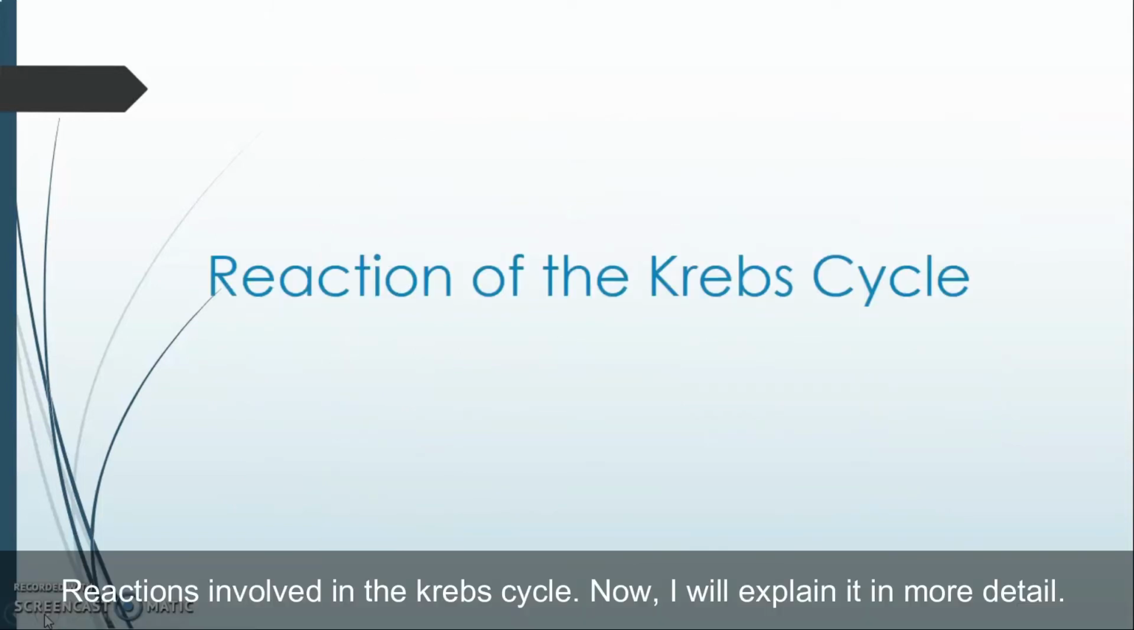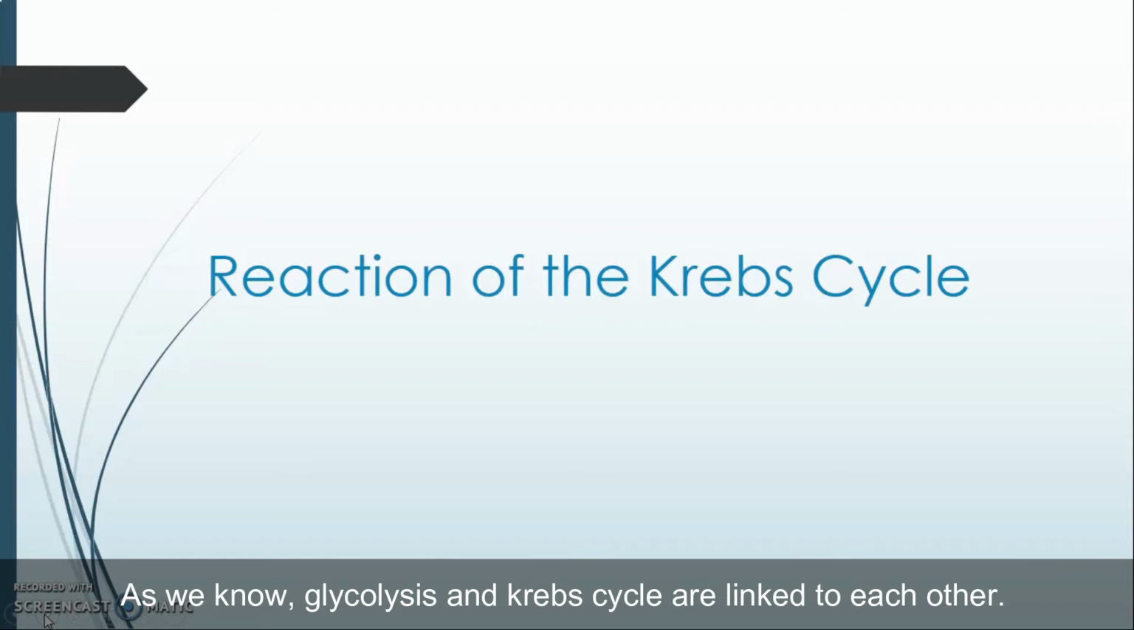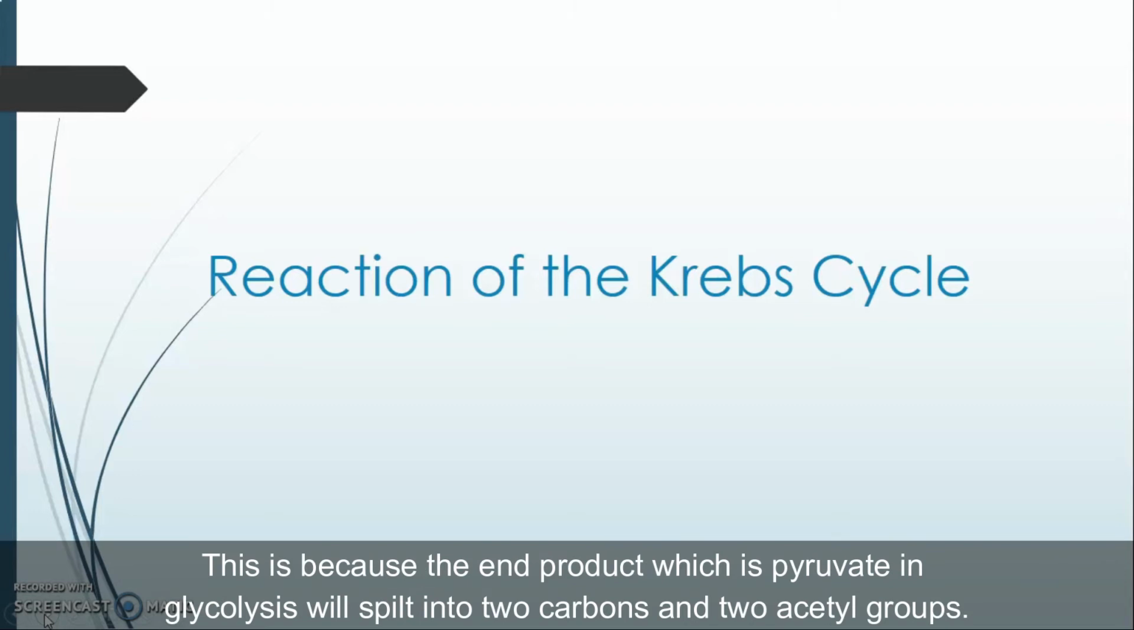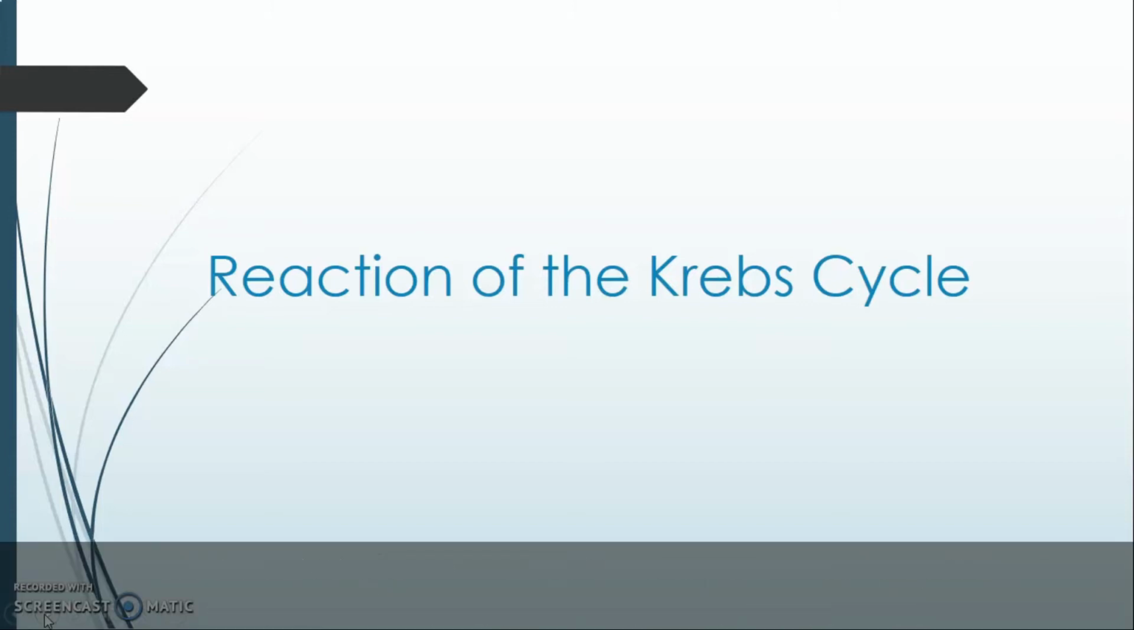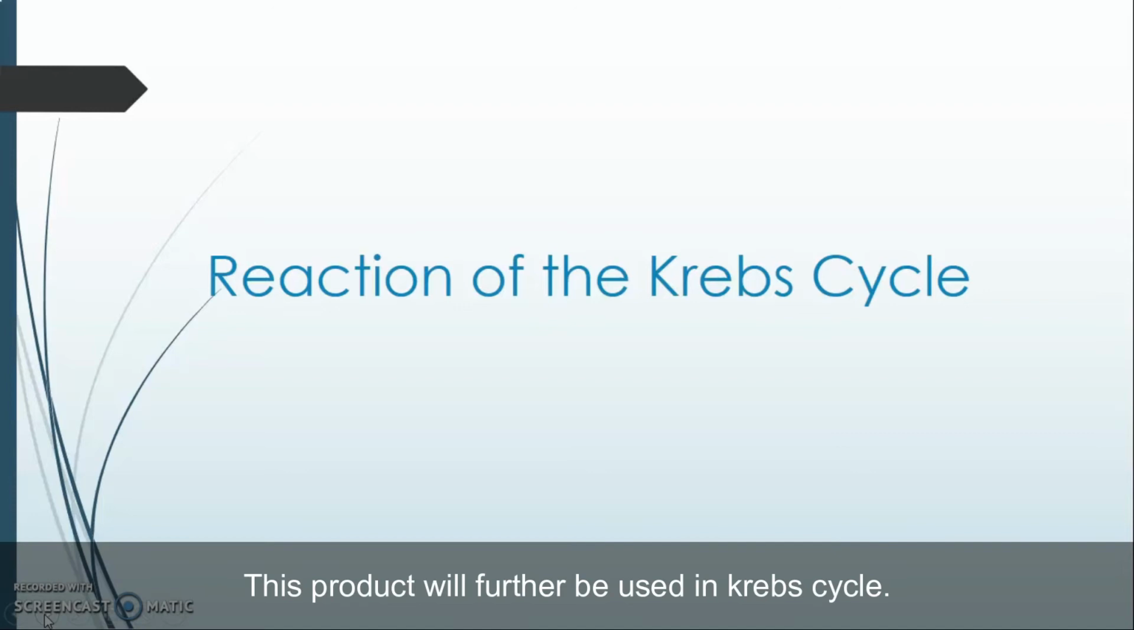Reactions involved in the Krebs cycle. Now I will explain it in more detail. In the Krebs cycle, there are 8 steps that I need to memorize and understand. As we know, glycolysis and the Krebs cycle are linked to each other. This is because the end product of glycolysis, pyruvate, will split into carbon dioxide and an acetyl group. The carbon dioxide will diffuse out of the cell, and the acetyl group will combine with coenzyme A to form acetyl coenzyme A. This product will further be used in the Krebs cycle.